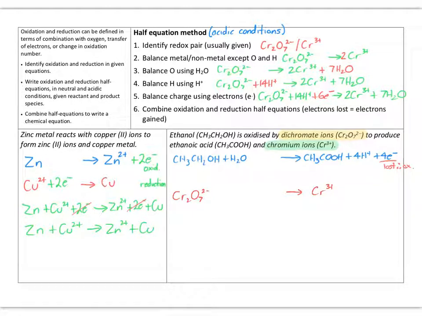We balance out the non-metal or metals other than oxygen and hydrogen, which is chromium, so we need 2 there. Then we need to balance out the oxygens with water. So we do that there, 7 waters, and then we need 14H plus. 12 plus on the left-hand side, 6 plus on the right, so we need 6 electrons there to balance that. So, we've got our two half equations now. The number of electrons lost must equal the electrons gained.